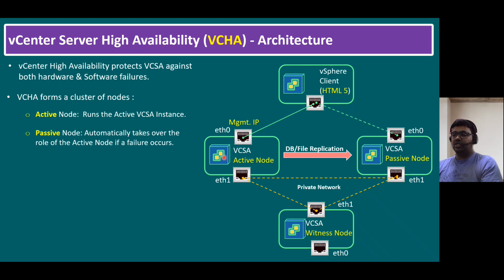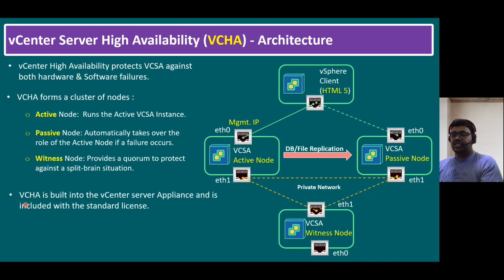When an active node fails, the passive node will immediately take over the active node role. And the witness node provides a quorum to protect against a split brain situation. It's like an evidence or observer between the active and passive node. Another point is that VCHA is built into the vCenter server appliance and is included with the standard license. So we need no additional licenses for VCHA. It's included by default in the vCenter standard license.